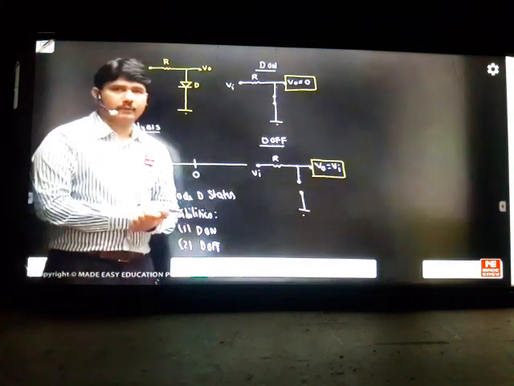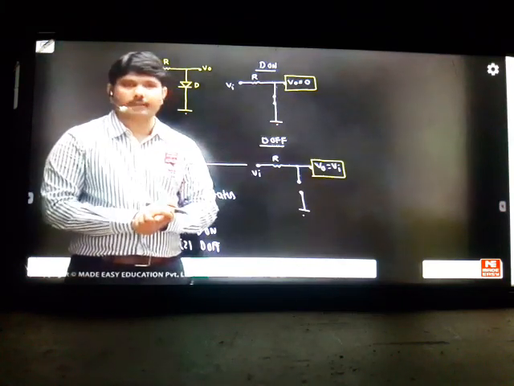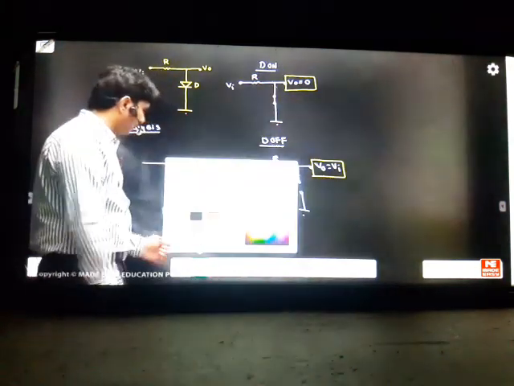Okay, diode is on and diode is off. So with the help of this, what can you do? We got two positions, two results. He is asking you to draw the transfer characteristics. I got some results now. With the help of this, I'll draw the transfer characteristics.